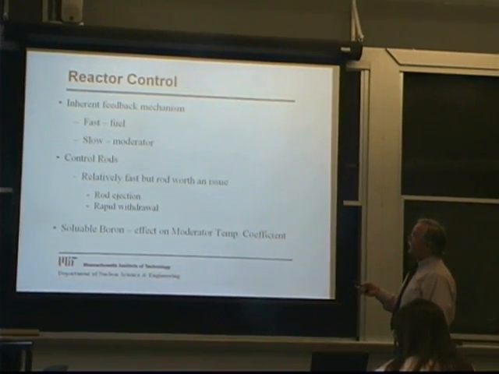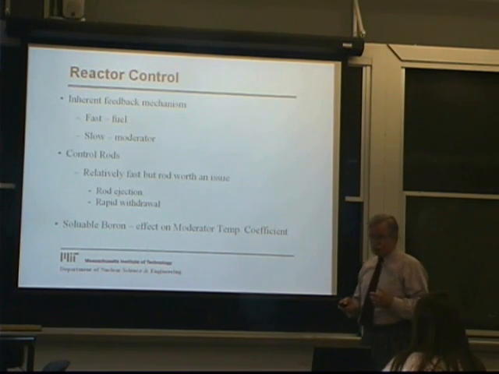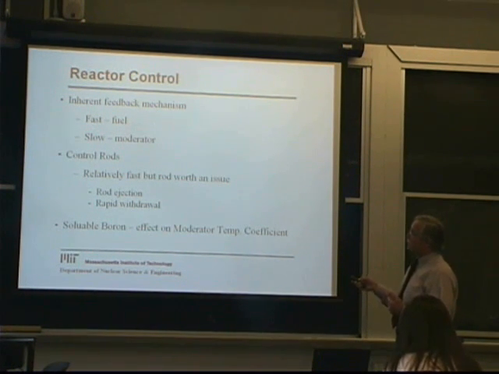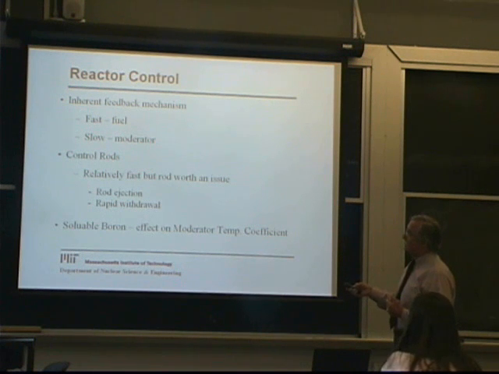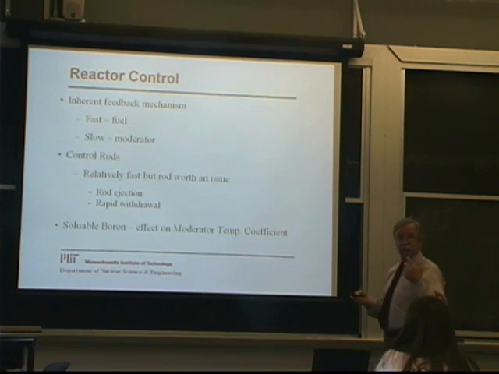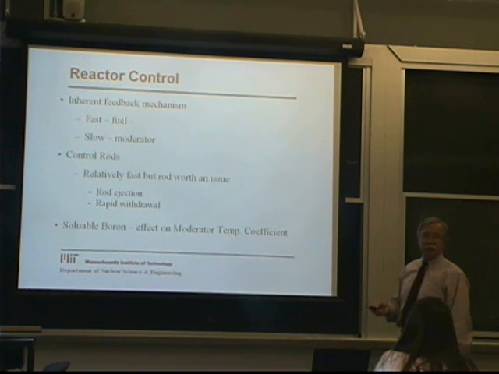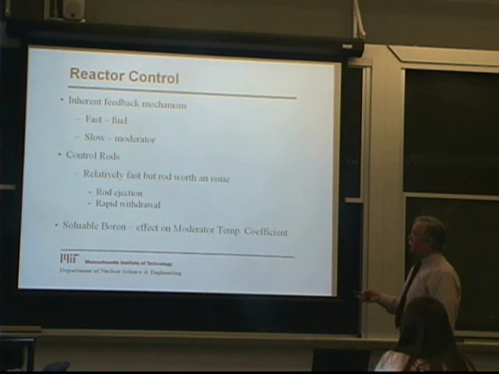Now, for reactor control, you have these inherent feedback mechanisms. And the fast ones are the fuel. The slow ones are the moderator, because obviously things need to heat up before you can have a reaction. You also have control rods that are a feedback mechanism, but clearly they cannot act as fast as the fast neutrons. Which is why you need to have rod worth.